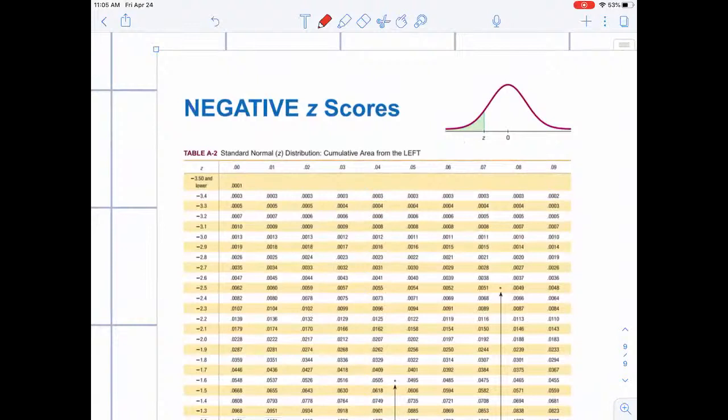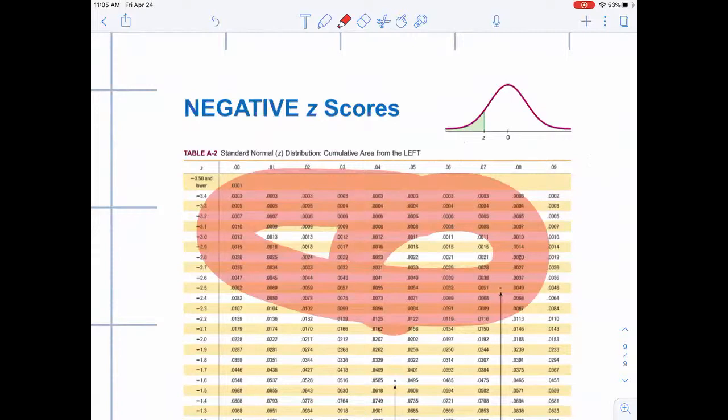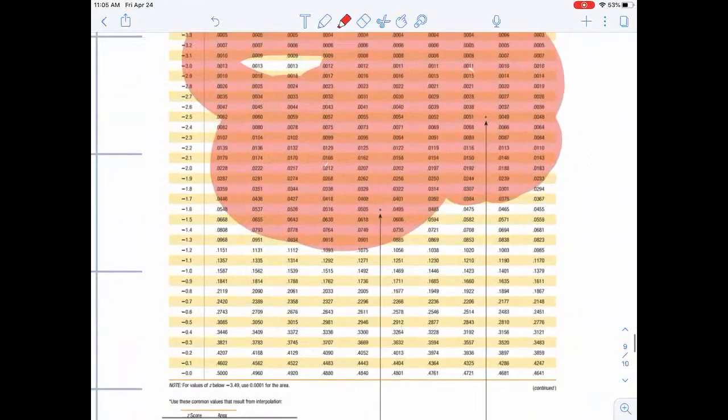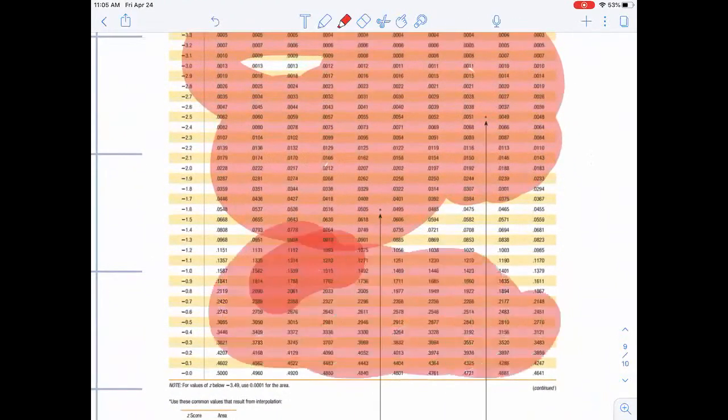Before, you were looking at a z value, looking it up and finding the probability. Now it's different. Now they're giving you the probability. These 4-digit values in here represent probability. All of these red values are probability values. Do you follow?